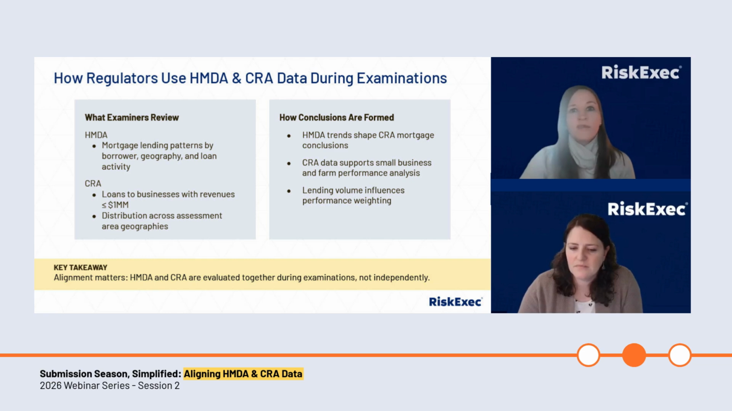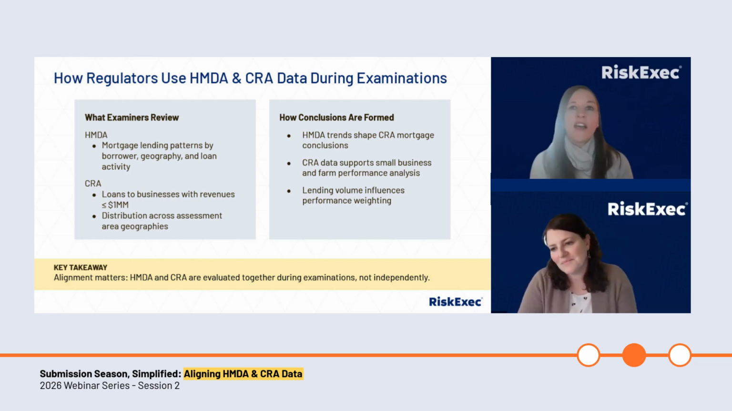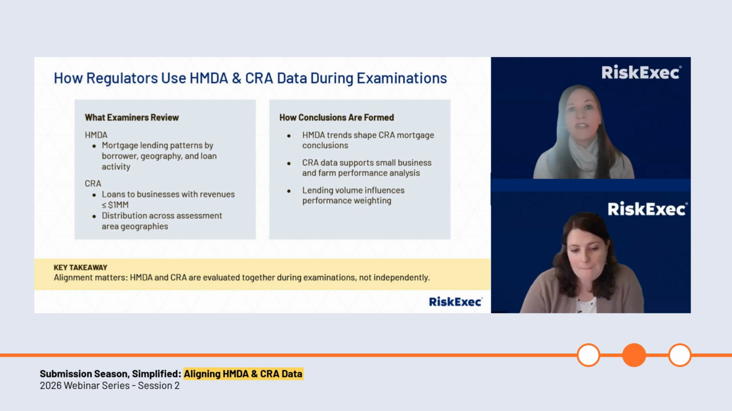As we move on to CRA data, again, the examiners are after understanding how and what your small business and small farm lending looks like. So they're going to use that CRA data to evaluate whether or not you're lending to businesses and farms with revenue of $1 million or less, and then of course where that lending is occurring.